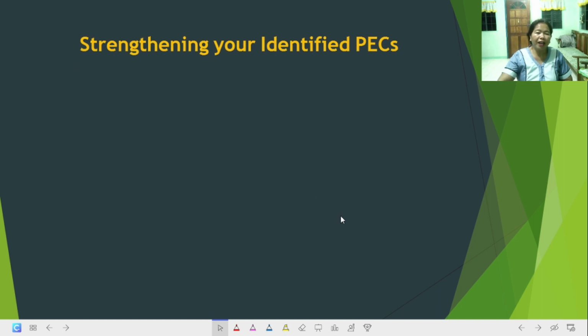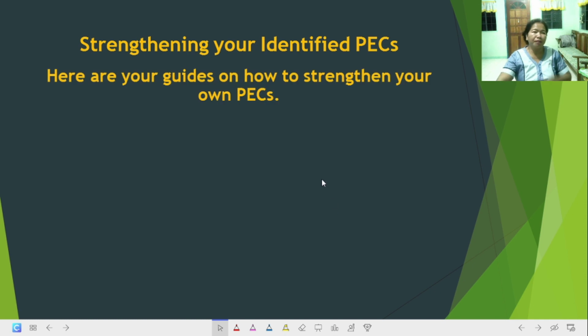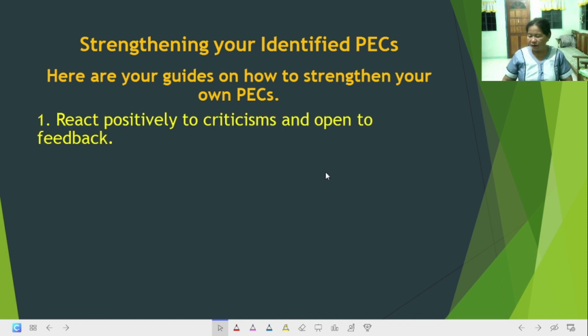Next, strengthening your identified PECs. So at this time, I will give you your guides on how to strengthen your PECs. Actually, every one of us has our personal entrepreneurial competencies, but sometimes we just do not notice them and we do not practice them. Number one, in order to strengthen your identified PECs, first you have to react positively to criticisms and be open to feedback. What does it mean?